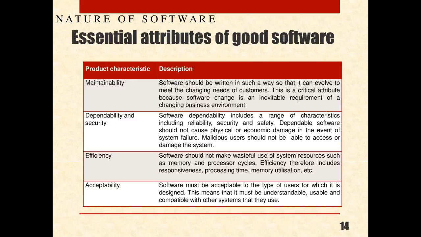Dependability and security. Software dependability includes a range of characteristics including reliability, security, and safety. Dependable software should not cause physical or economic damage in the event of system failure. Malicious users should not be able to access or damage the system.